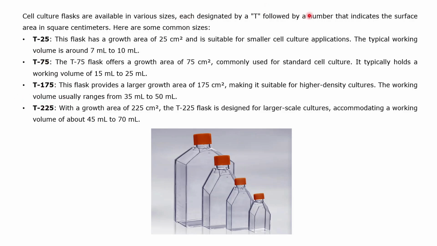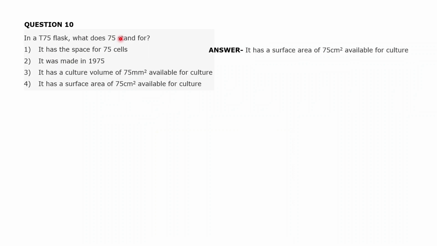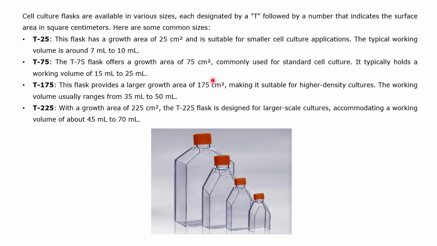So the T is followed by a number that indicates the surface area in square centimeters. That's why it asks about the T75. What does it mean? It means that it has a surface area of 75 square centimeters available for culture. So a T25 flask has a growth area of about 25 square centimeters and is used for smaller scale culture applications.